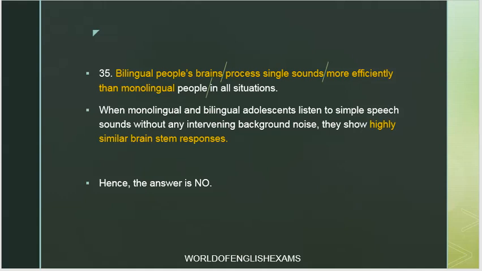So hence again the statement is showing something that is not agreeing with that given in the passage, and that's the reason the answer would be no. Is it clear? Okay, fine. Now let's move on to the last statement.